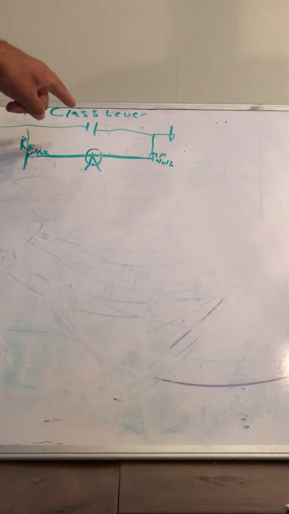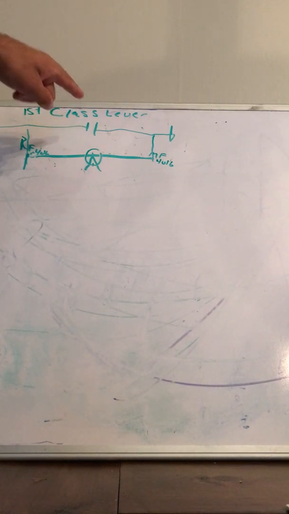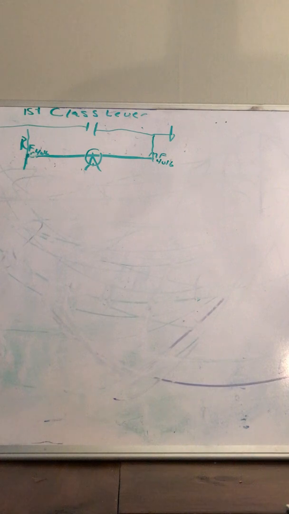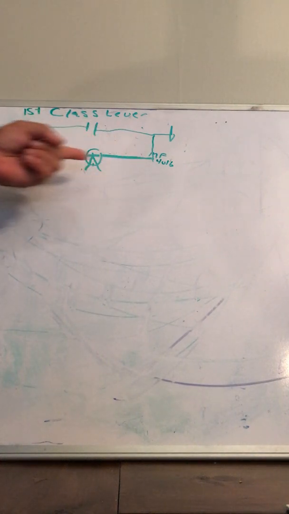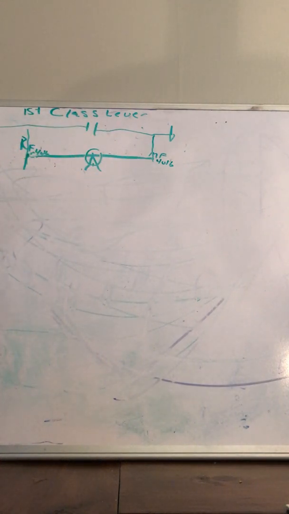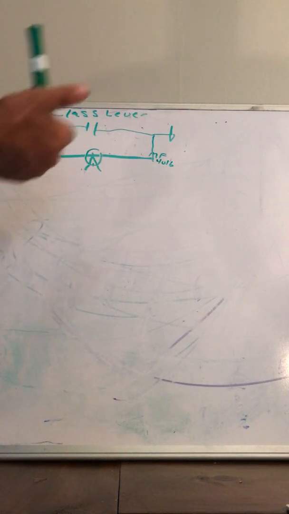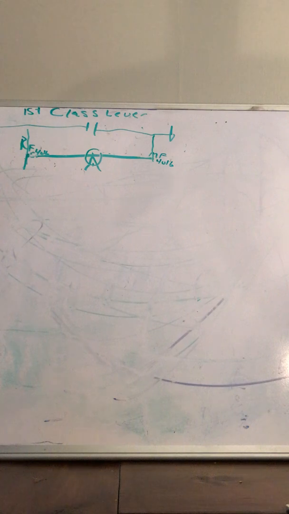What is the purpose of knowing about the moment arms? These create a mechanical advantage. In this diagram right here, these moment arms are approximately equal. Therefore, there's no mechanical advantage. The mechanical advantage goes to whoever has the longest moment arm.